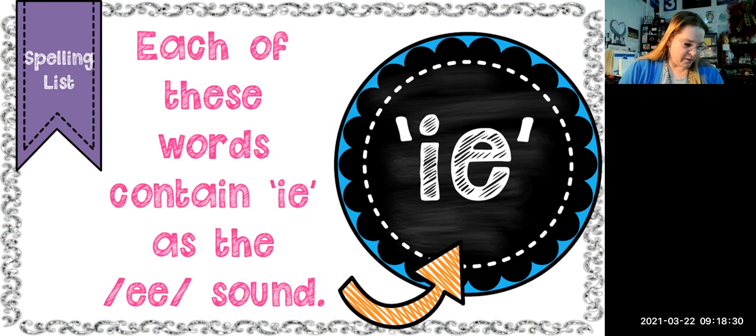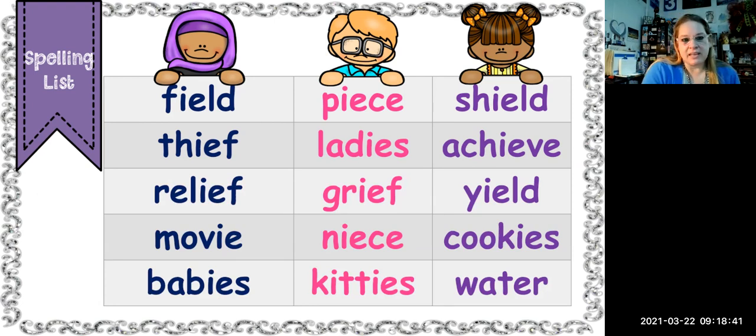Each of our spelling words this week are going to have IE in them, the spelling to represent the E sound. So we have field, thief, relief, movie, babies, peace, ladies, grief, niece, kitties, shield, achieve, yield, cookies, and our tricky word for this week is water. And it's tricky because the A does not make the ah sound, it makes the ah sounds.